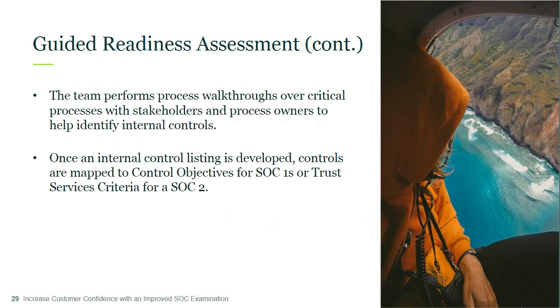What happens is that the team will come in and you'll identify who your business process owners are, and you will walk through your business processes. Through that process, the assessor will identify what controls are in place and what controls are not in place. Once the internal controls listing is developed, those controls are mapped to the control objectives for a SOC 1 report or the trust services criteria for a SOC 2 report.